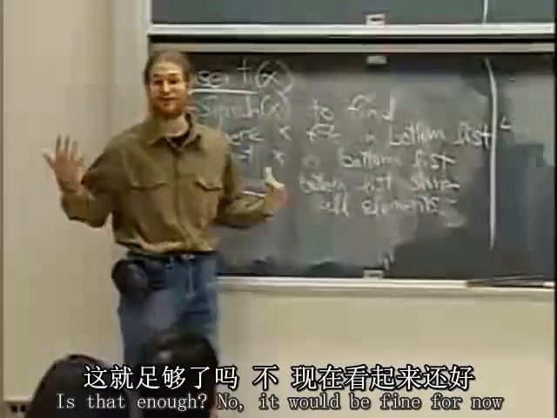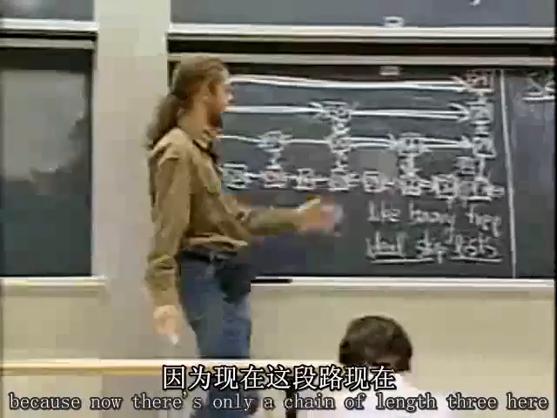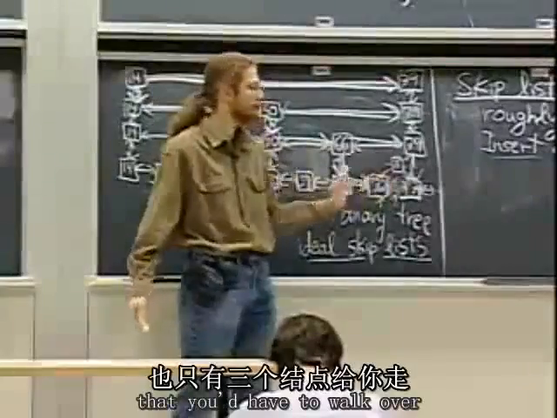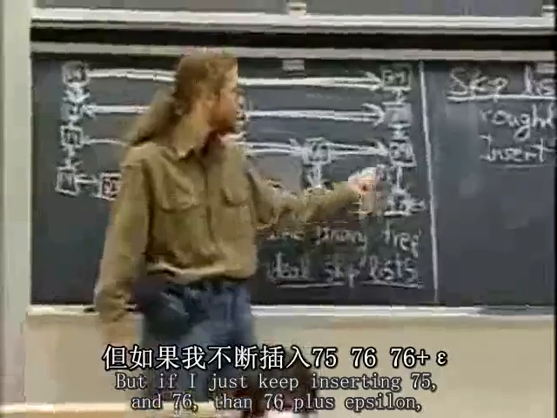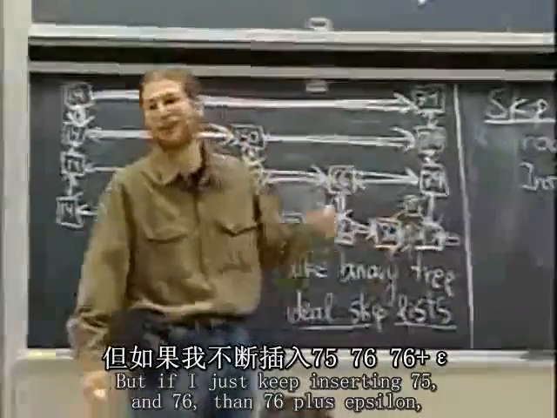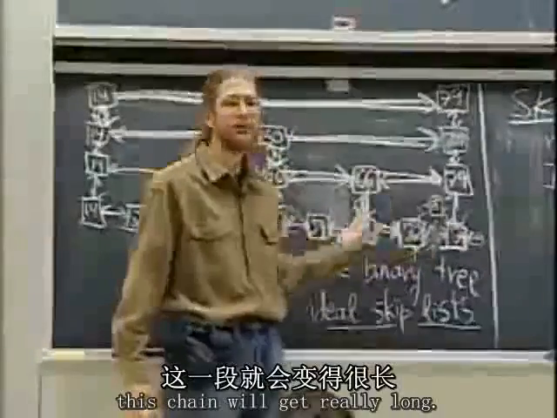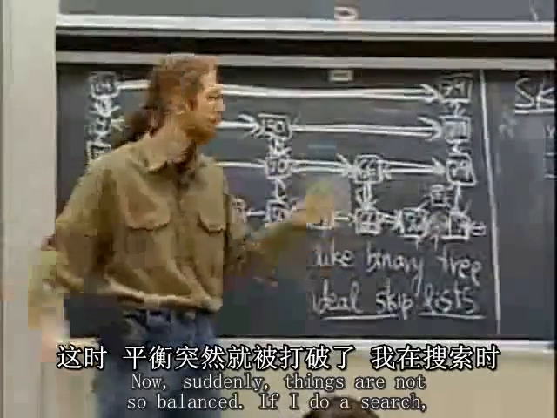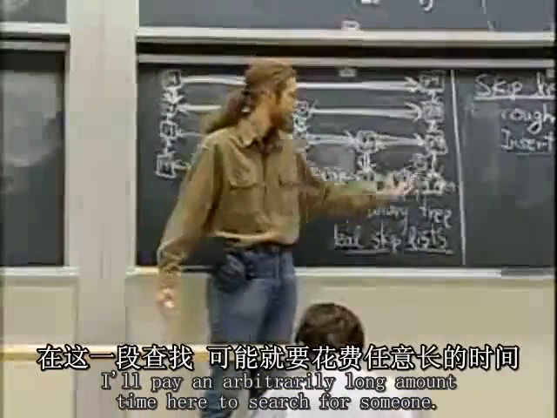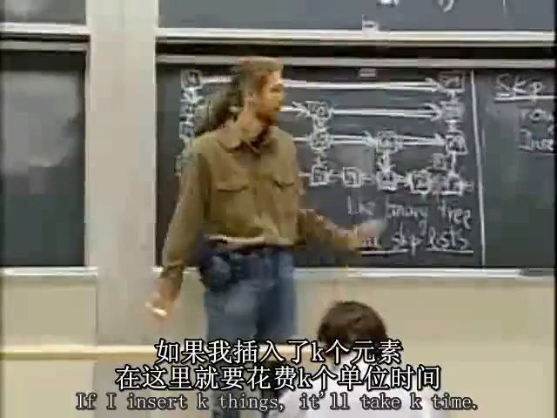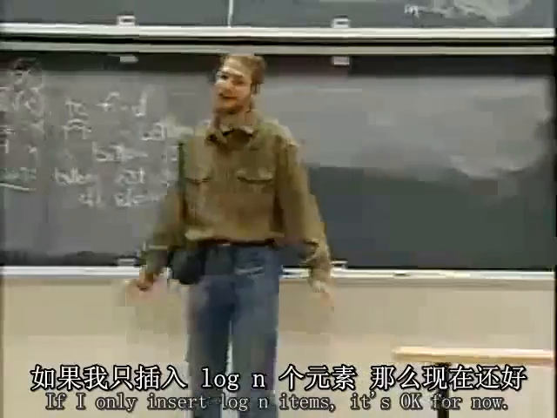Is that enough? No. It will be fine for now, because there's only a chain of length 3 here that you'd have to walk over if you're looking for something in this range. But if I just keep inserting 75, then 76, then 76 plus epsilon, and 76 plus 2 epsilon, and so on, packing a whole bunch of elements in here, this chain will get really long. Now suddenly things are not so balanced. If I do a search, I'll pay an arbitrarily long amount of time here. If I insert k things, it'll take k time. I want it to stay log n. If I only insert log n items, it's okay for now.